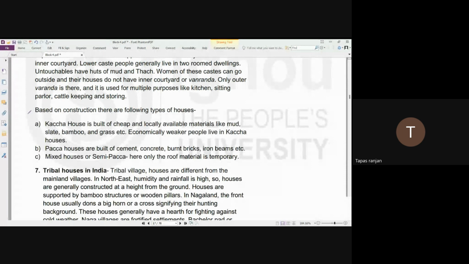And there are different types of houses that are basically found in the rural villages or rural settlements. One can be your kacha houses, then one can be your pakka houses, and you can also find some mixed houses where some of the material of the houses will be pakka, and others will be the building materials of kacha houses.